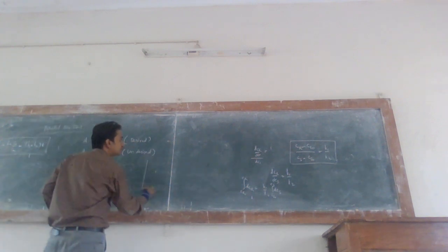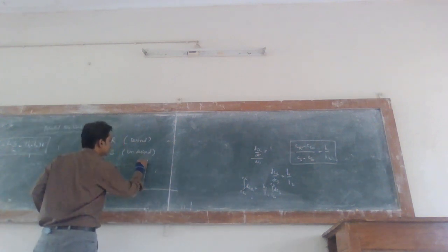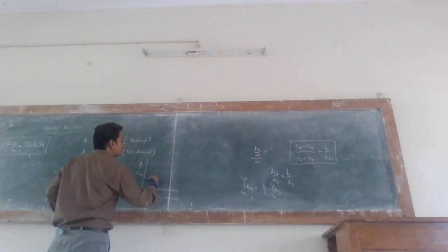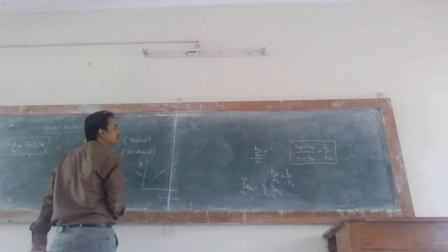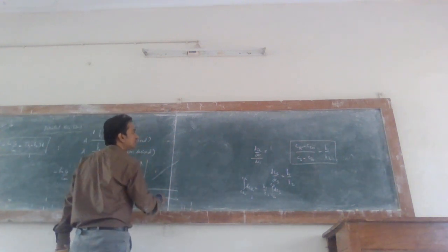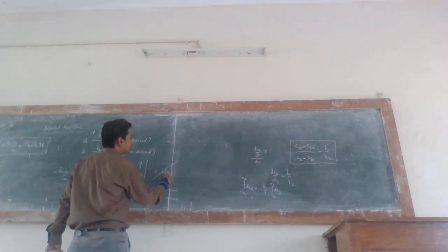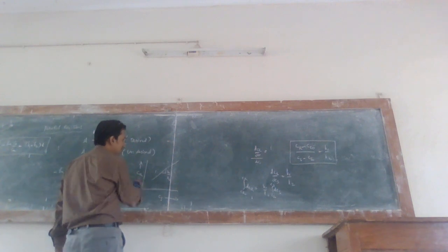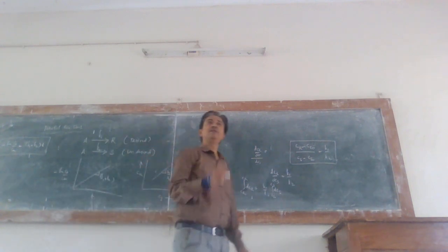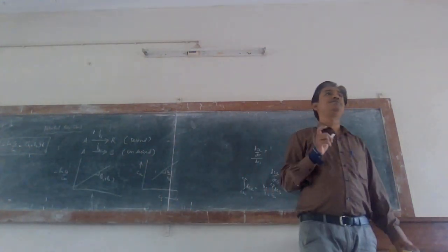Now if I plot CR versus CS, I'll end up with a straight line, fine, with the slope equal to K1 by K2. If I plot CR versus CS, I end up with a slope equal to K1 by K2.